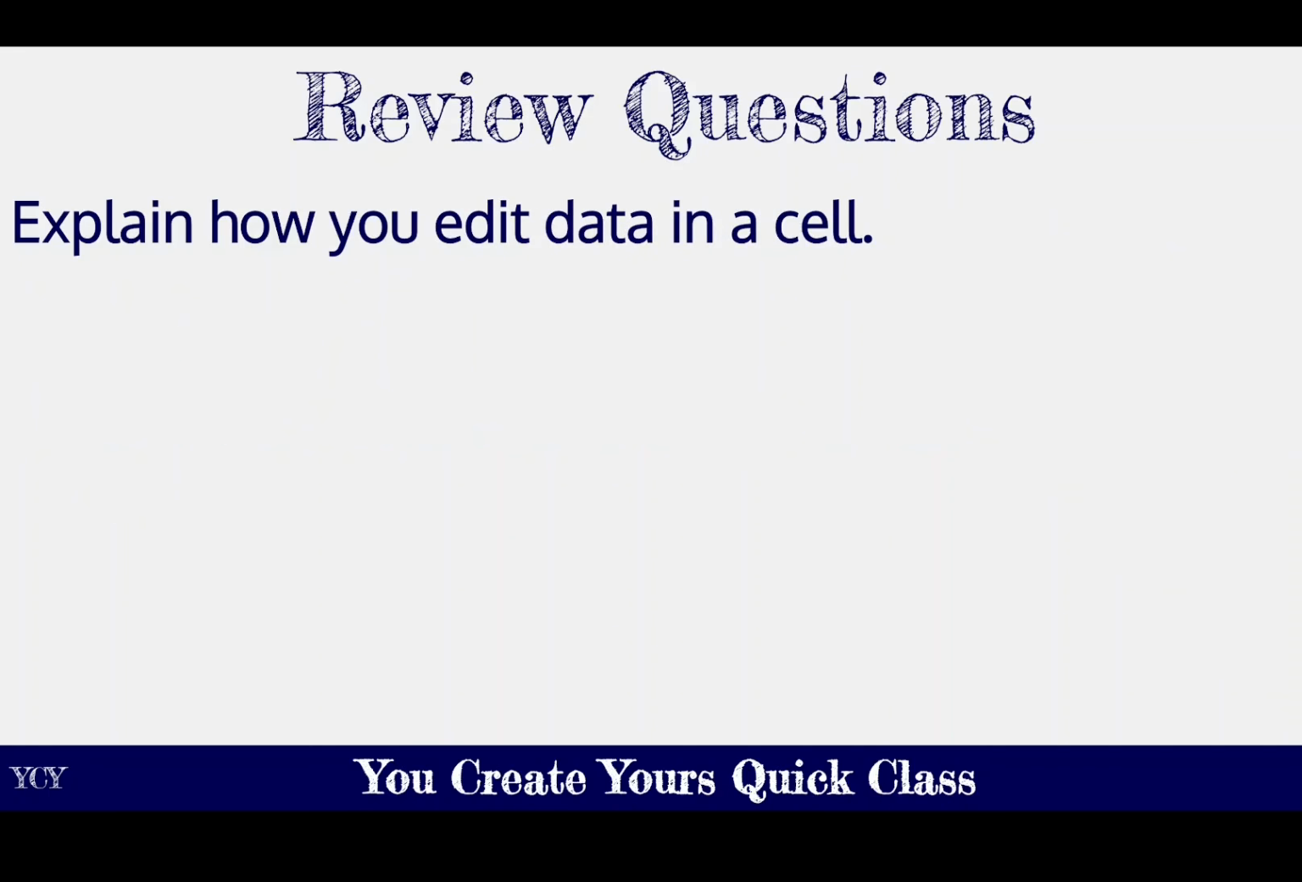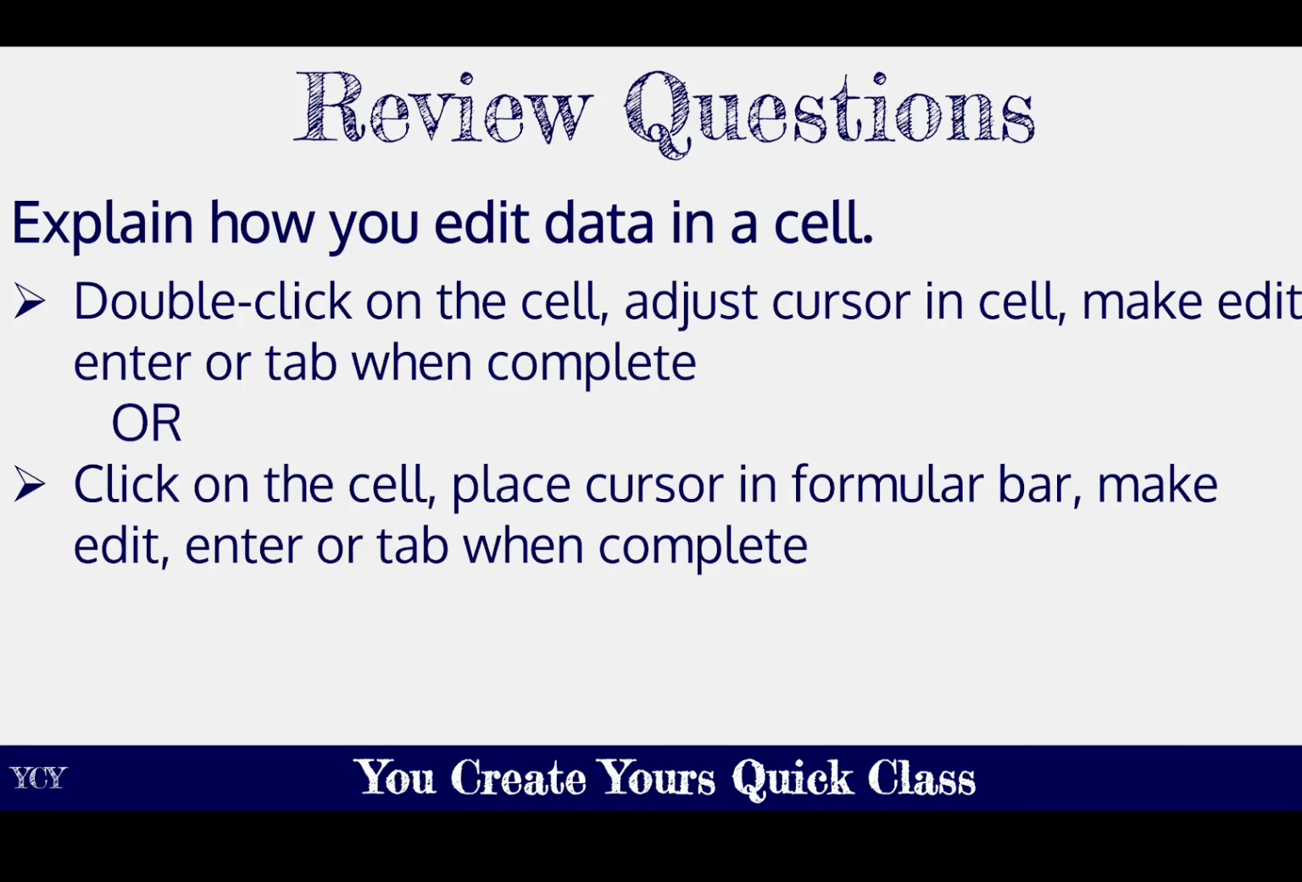Let's try another question. Can you explain to me how you edit data in a cell? And I'm talking about a cell that already has data. You're right. There's a couple different options that we discussed. You can utilize a double-click option that puts your cursor right in the cell and allows you to make edits right in that cell. And you can hit enter or tab when complete. Or you can click on the cell once and utilize the formula bar to make the edit and enter the tab when complete.